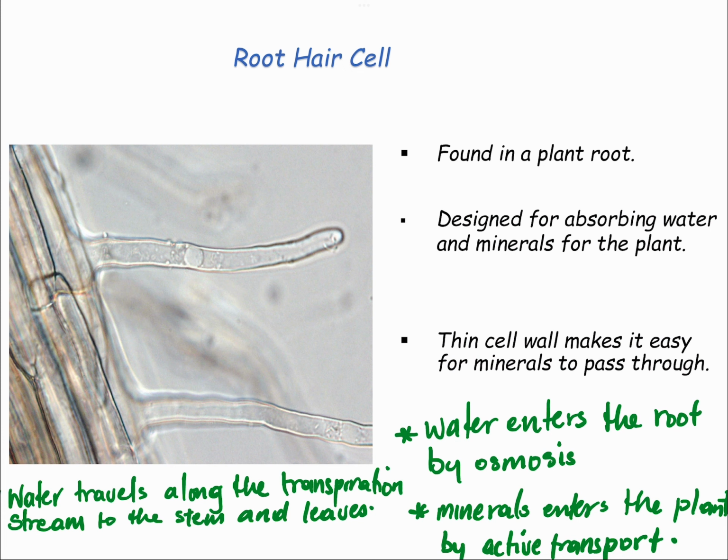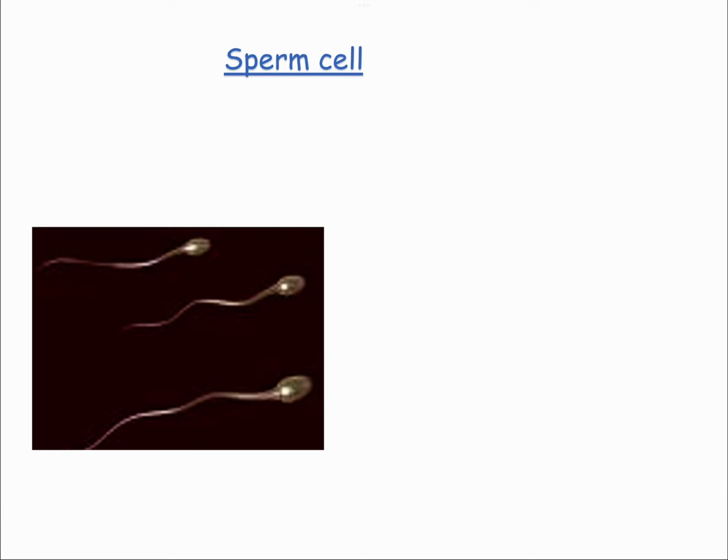They have a thin wall, which makes it easy for water and minerals to move across the walls and into the plant. And I've also written down footnotes here which say that water enters the root by osmosis. Minerals enter the plant by active transport because you have less of it in the soil than you have inside the plant. So the plant has to use energy in order to take up these minerals into the plant. And water travels along the transpiration stream to the stem and leaves.